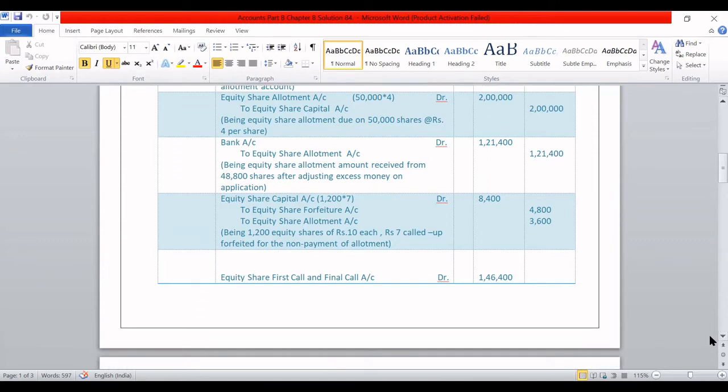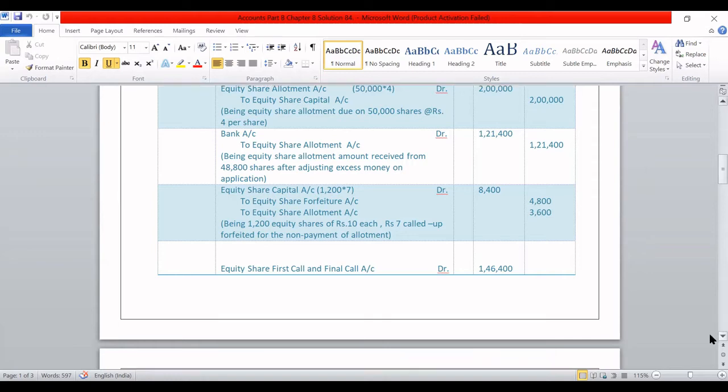Next is the equity share allotment account. So now we got the application amount, and now we have come to the allotment time. For allotment, it is 4 per share. So 50,000 into 4 gives you 2 lakh. To equity share capital account, we have to credit 2 lakh. So equity share allotment account debit to equity share capital account 2 lakh, being equity share allotment due on 50,000 shares at rupees 4 per share.